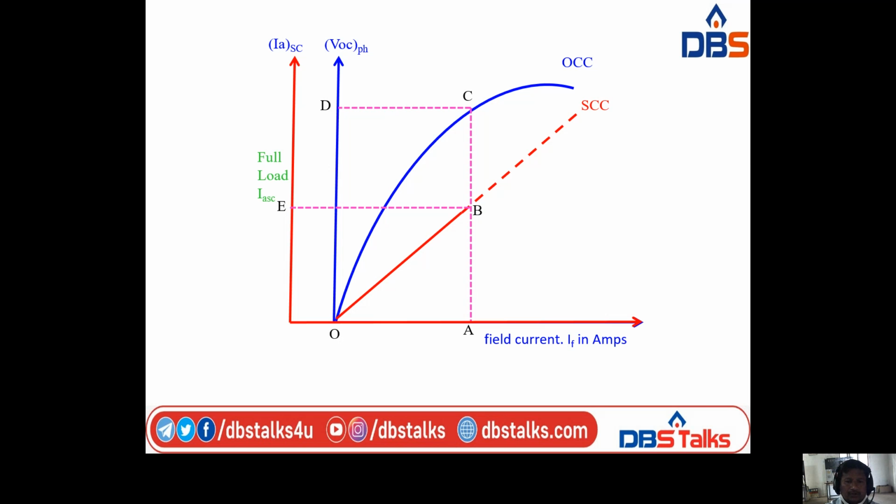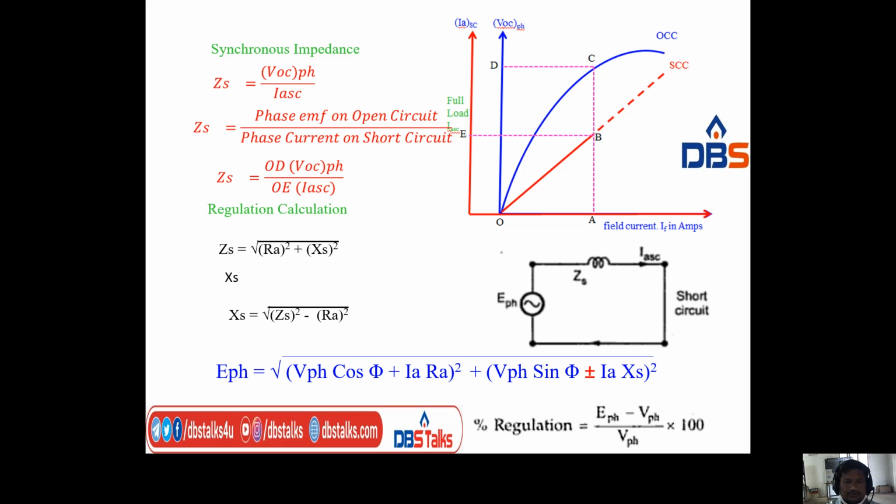So, full load values. Therefore, look at it clearly. Synchronous impedance ZS is equal to VOC per phase by IASC. VOC per phase is OD, by AB. OD by AD is nothing but synchronous impedance, the phase EMF on open circuit with phase current on short circuit. So to calculate the regulation, ZS is equal to square root of RA square plus XS square. Therefore XS is equal to square root of ZS square minus RA square.